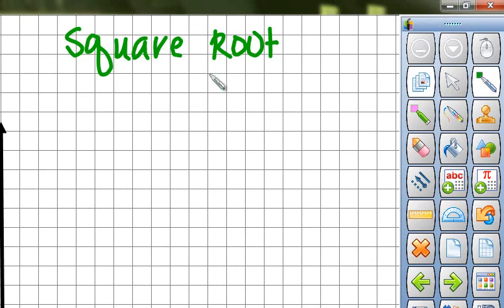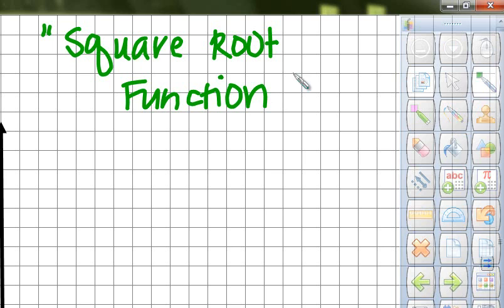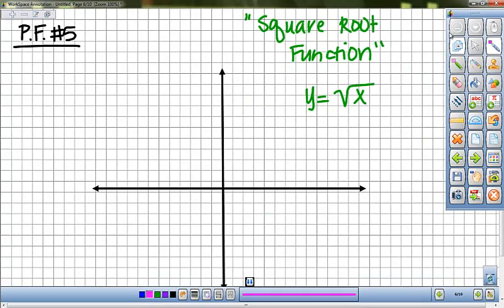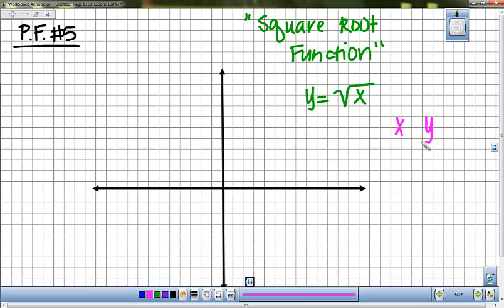Square root function is y equals square root of x. Again, I'll make a t-chart for those who like that visual. I'm not going to put all values here. I'm going to only put the ones we know are perfect squares. So 0 square root is 0. 1 square root is 1. 4 square root is 2. 9 square root is 3. Okay, so this will get us started.